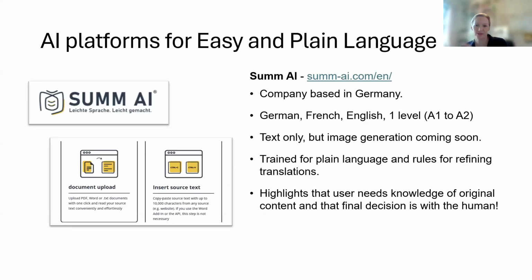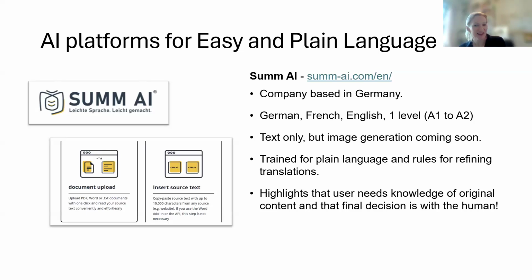So these are both paid for, I should say. There's a few other languages, just one level, which they say is A1 to A2. It's text only, but they said image generation is coming soon, which I assume must be AI images. This one states that it's trained for plain language and rules for refining translations. Everyone's not very clear on how they do things, so it's quite difficult to compare in that aspect. Yeah, so it should be interesting to see what they do.